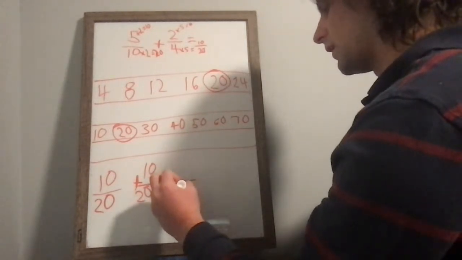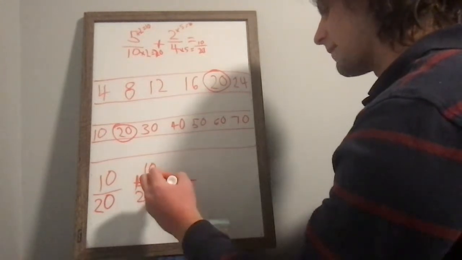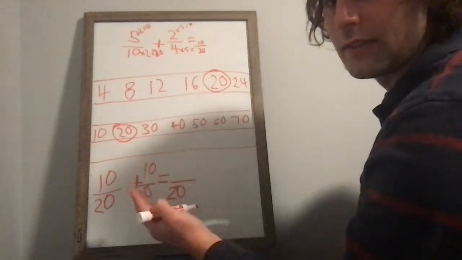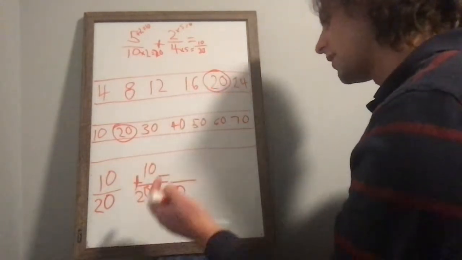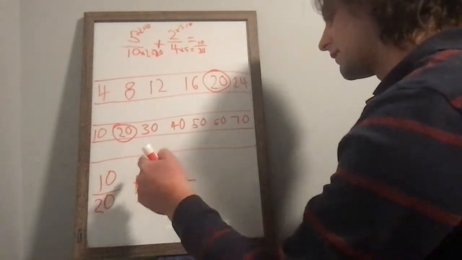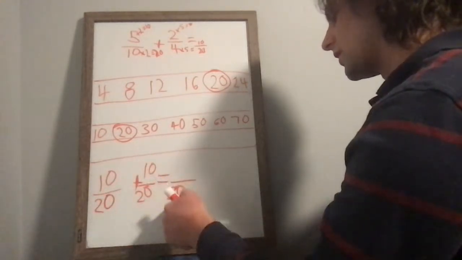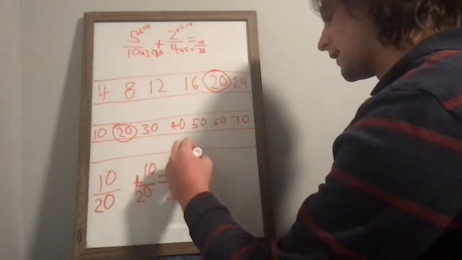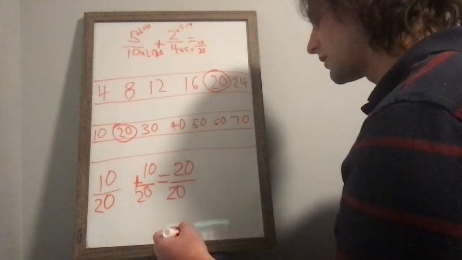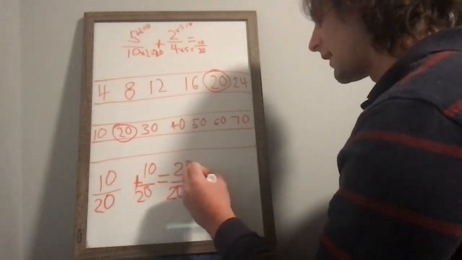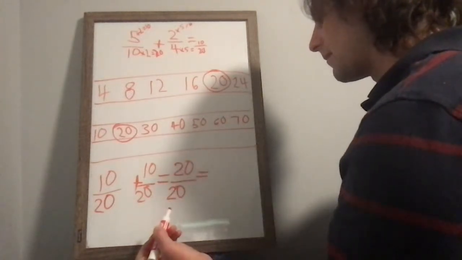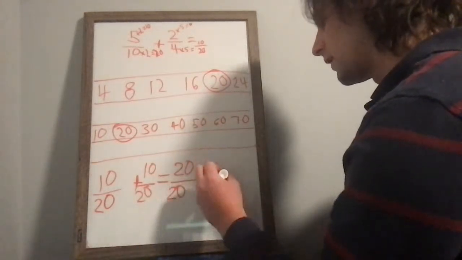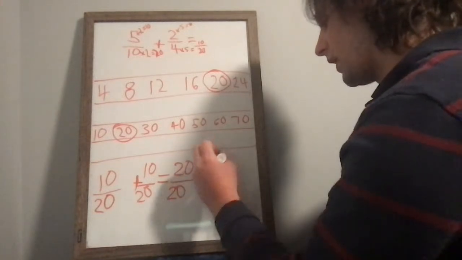Now we're going to leave the denominator the same, not the numerator, the denominator. And then we're going to add the numerators. So the denominator stays the same, 20. 10 plus 10 equals 20. So our answer is 20/20ths. To simplify it, anytime the denominator and numerator are the same number, we have one whole. So our answer to this problem is 1.